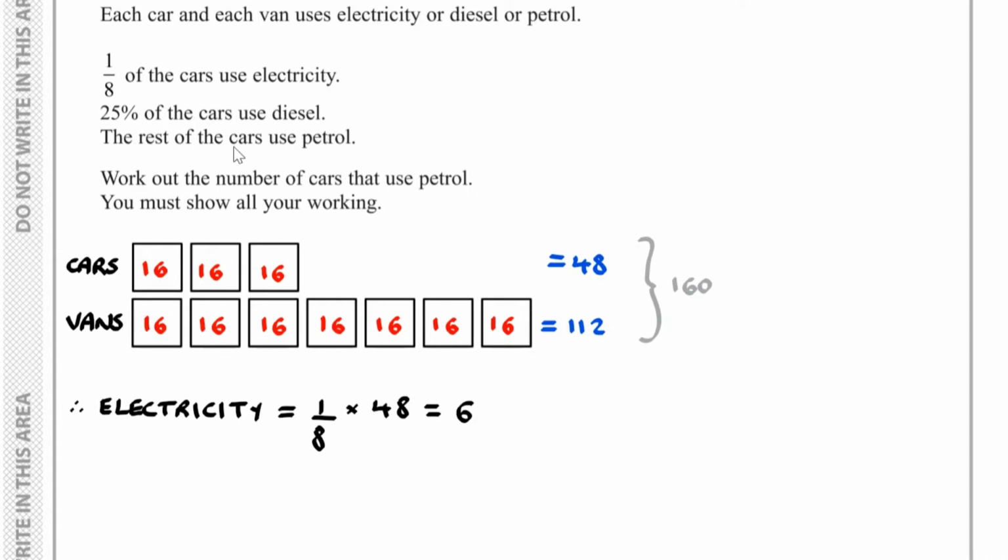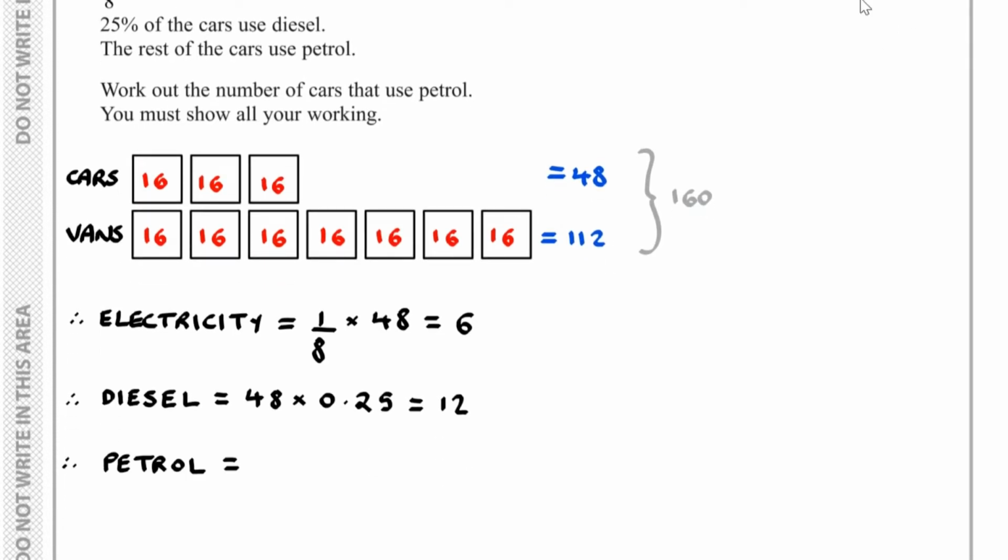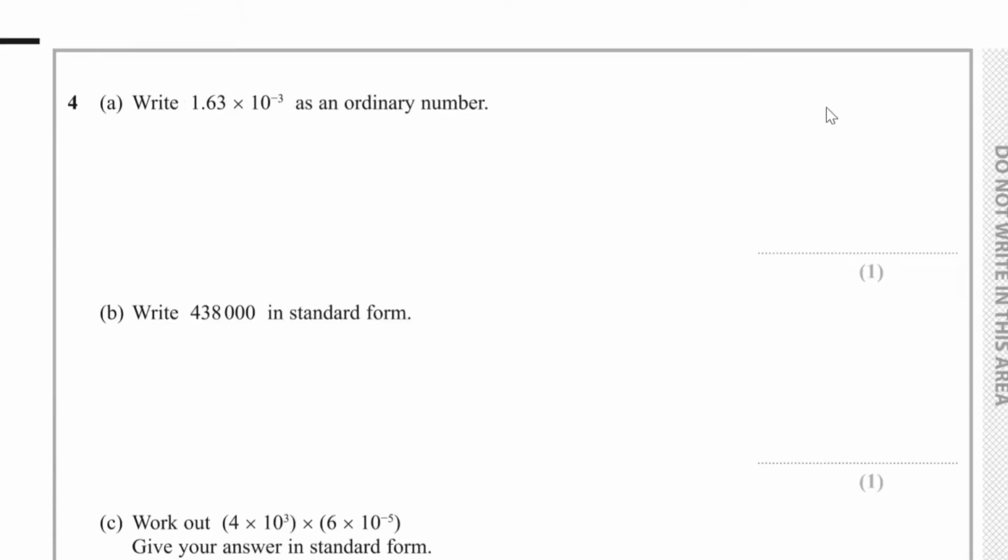Now we have 25% of the cars which use diesel, so for diesel we would have 48 multiplied by 0.25, a quarter of 48, that will be 12. And for petrol, well, we've got 48 in cars in total, 6 use electricity, 12 use diesel, so for petrol we would have 30.